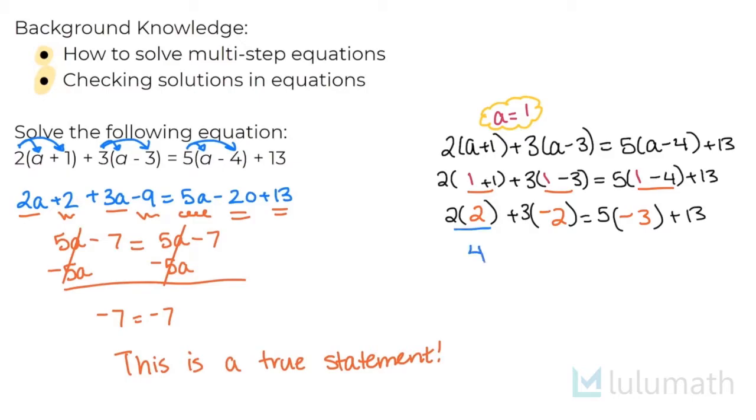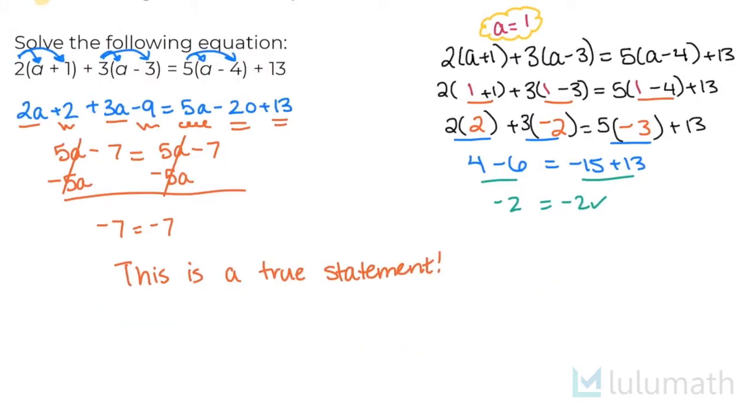So 2 times 2 is 4, 3 times negative 2 is negative 6, 5 times negative 3 is negative 15, and then I'm going to just copy down the plus 13. And then 4 minus 6 is negative 2, and negative 15 plus 13 is negative 2. So it checks, it works. A equals 1 is a solution to my equation.